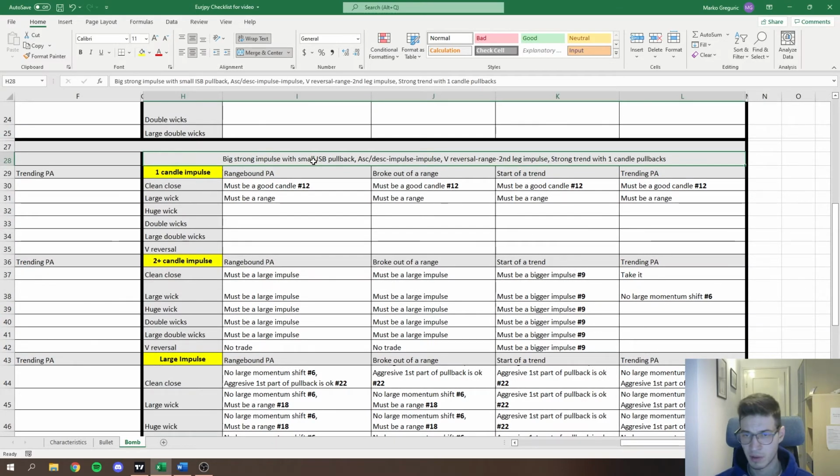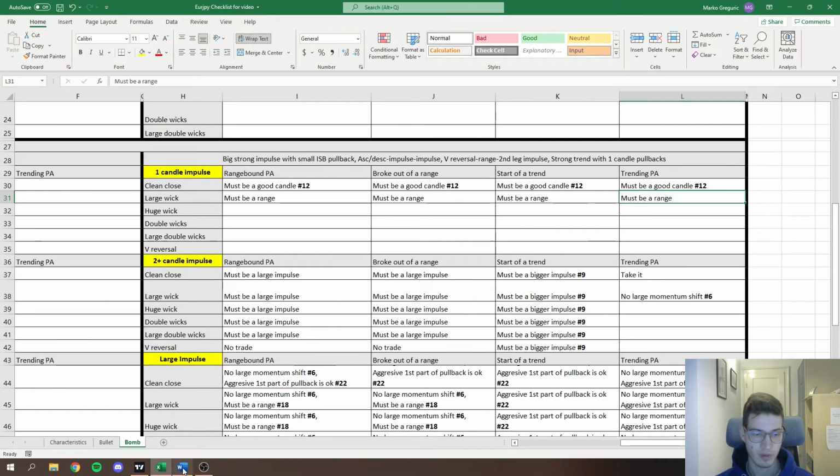And for example, let's say it is a big strong impulse with a small inside bar pullback in the prior price action. Let's say it's just a one candle impulse, which I'm currently looking at. And let's say that this impulse closed with a large wick, and that the overall price action is trending. Well, then what is in this box or cell? So it states that there must be a range.